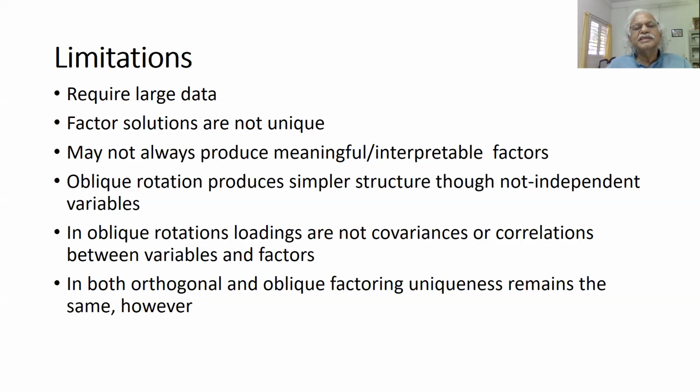Sometimes oblique rotation produces simple structure, though not independent variables, and therefore we will not always prefer orthogonal factors. Sometimes we prefer oblique factors. In oblique rotations, loadings are not covariances or correlations between variables and factors. In both orthogonal and oblique factoring, uniqueness remains the same. How?